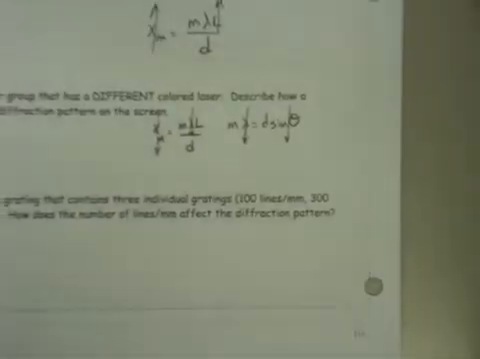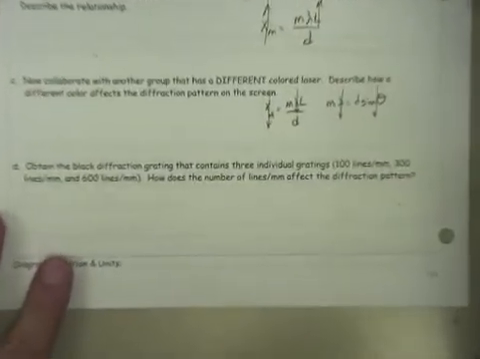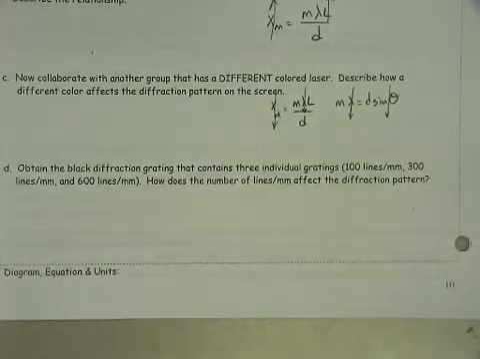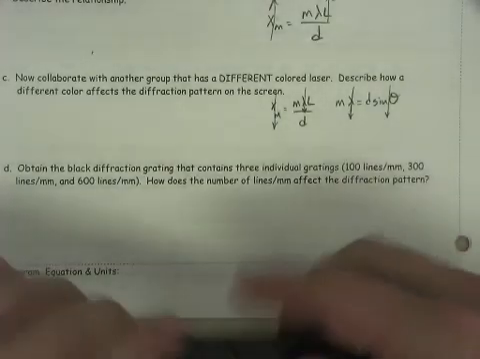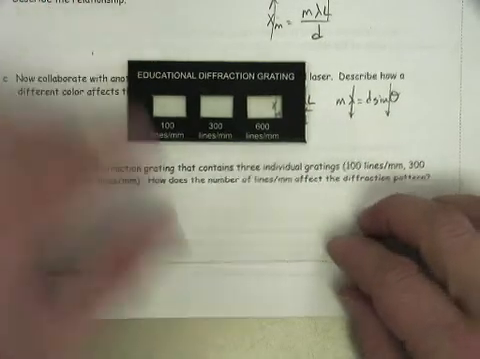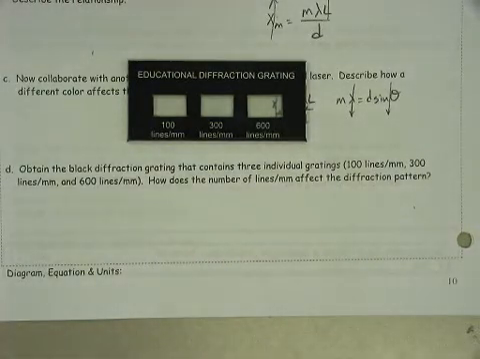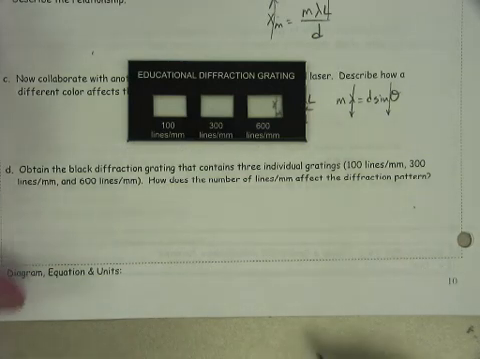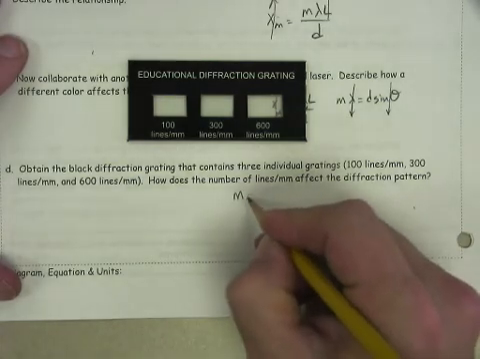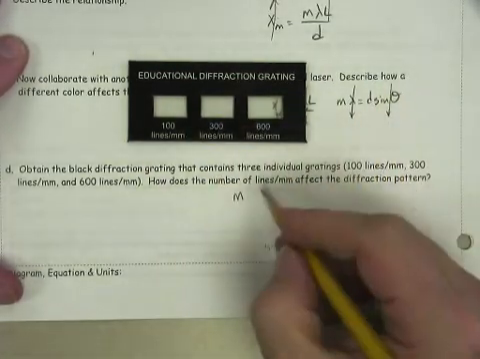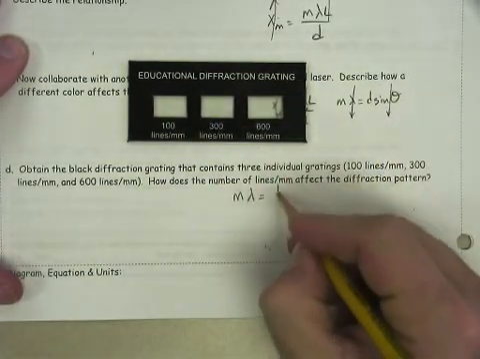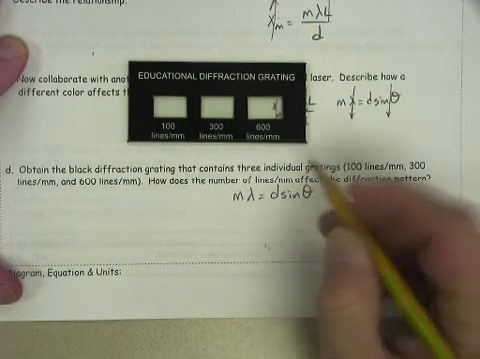Okay, the last question, letter D, just verifying the equations. Obtain the black diffraction grating that contains individual gratings, and here it is, of 100 lines, 300 lines, and 600 lines. How does the number of lines affect the diffraction pattern? All right, so we're going to use this equation: m lambda equals d sine theta.